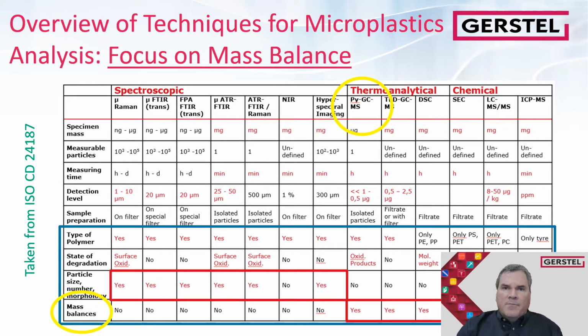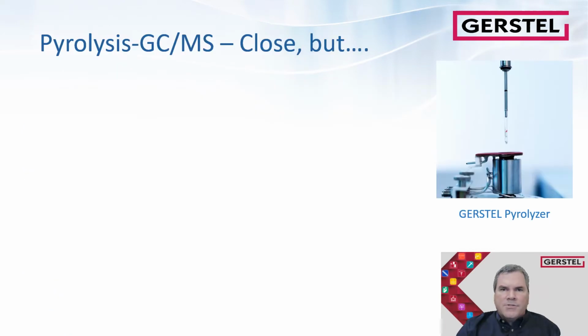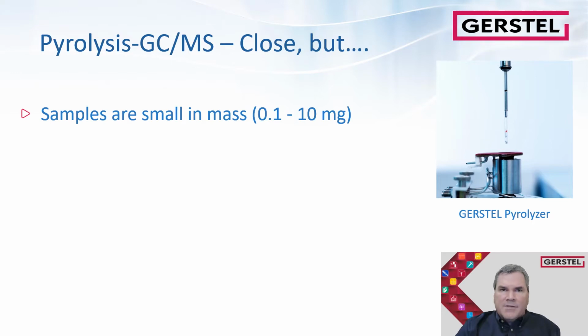So this is an overview of the many different methods used to characterize microplastics. This is currently in an ISO draft method, CD 24187. We're going to focus at first on pyrolysis GCMS because it's really good at looking at mass balance. It's one way to get at that. So pyrolysis GCMS is close, but the samples are small in mass, between 100 micrograms and 10 milligrams, with about 1 milligram being pretty typical.